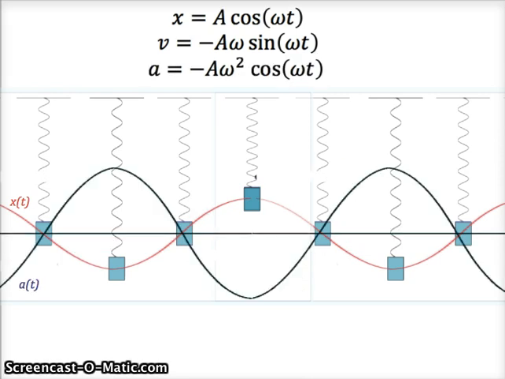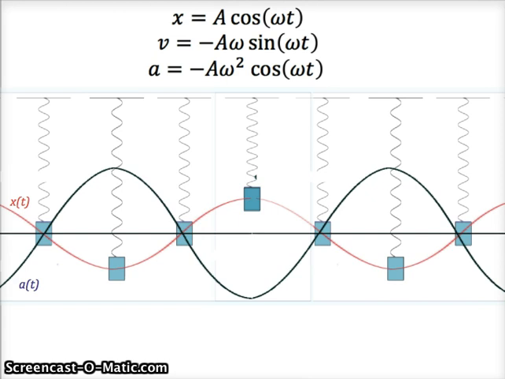We can do the same thing with an acceleration function. If we take the derivative one more time, then that sine function's derivative just becomes cosine. It doesn't change whether it's positive or negative, so it just remains negative. And then I take again the derivative of what's inside the parentheses, which is omega. And so outside I end up having omega squared.